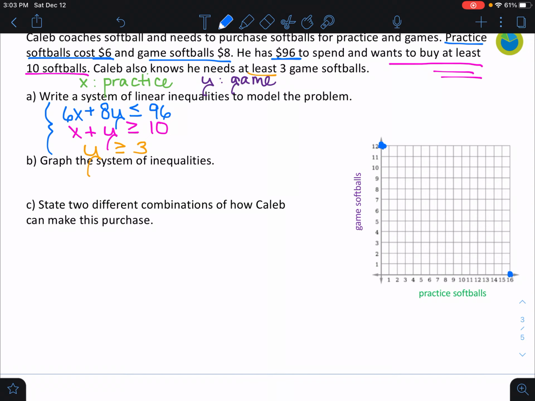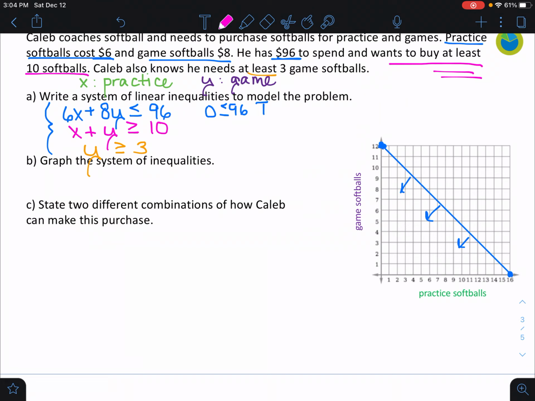And you want to try to be as accurate as you can when you're doing this. Now it says less than or equal to, so if I put a 0 in for both x and y, I get, is 0 less than or equal to 96? Yes, that's a true statement. And so I'm going to shade in towards (0, 0) that way. So there we go.